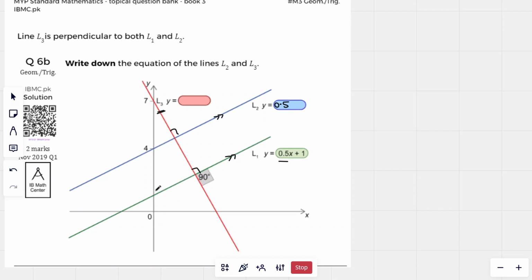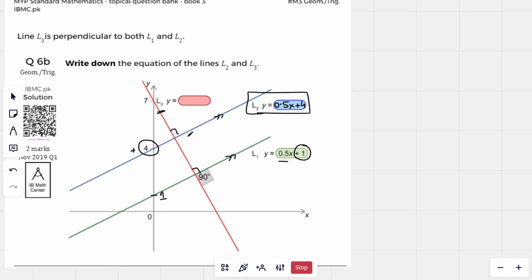The y-intercept. The equation tells us that the y-intercept of the green line is positive 1, and the graph tells us that the y-intercept of the blue line is positive 4. So we will have to add a plus 4 here to complete the equation of the blue line. The gradient is equal. Why?